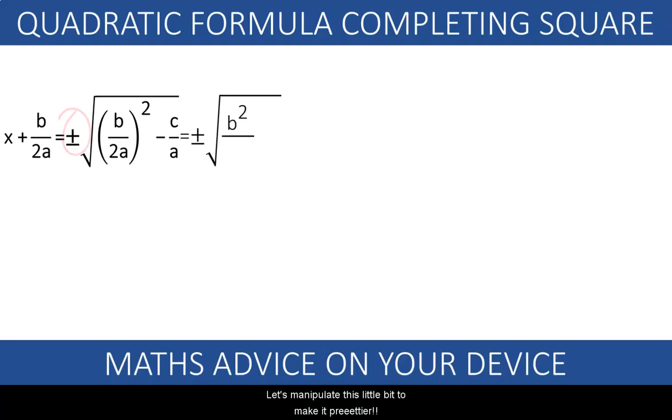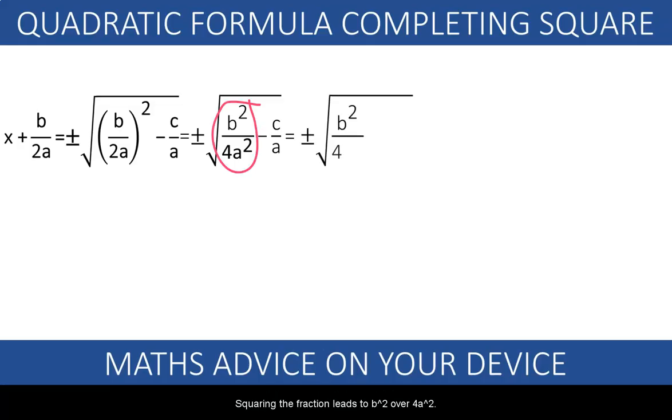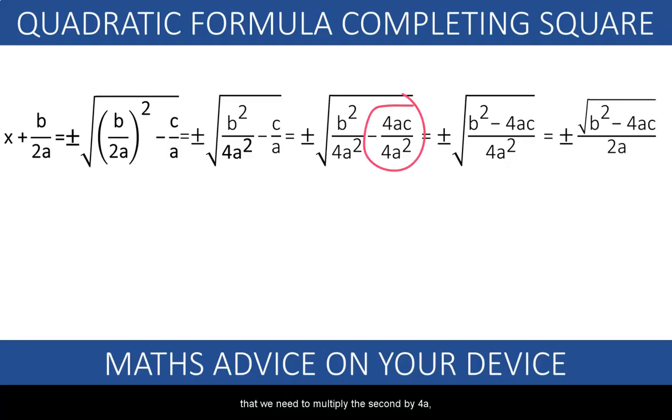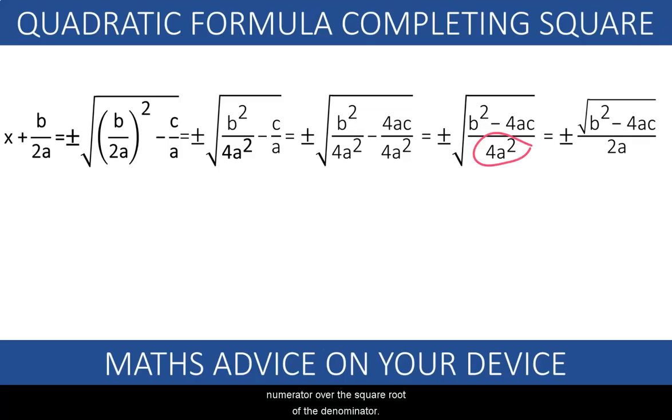Let's manipulate this a little bit to make it prettier. Squaring the fraction leads to b squared over 4a squared. Writing both fractions using a common denominator means that we need to multiply the second by 4 times a, both sides, the denominator and the numerator. The square root of a fraction equals the square root of the numerator over the square root of the denominator. We just got to a at the bottom.